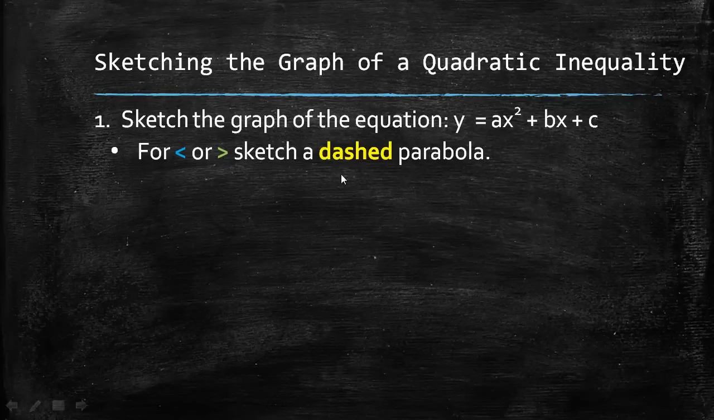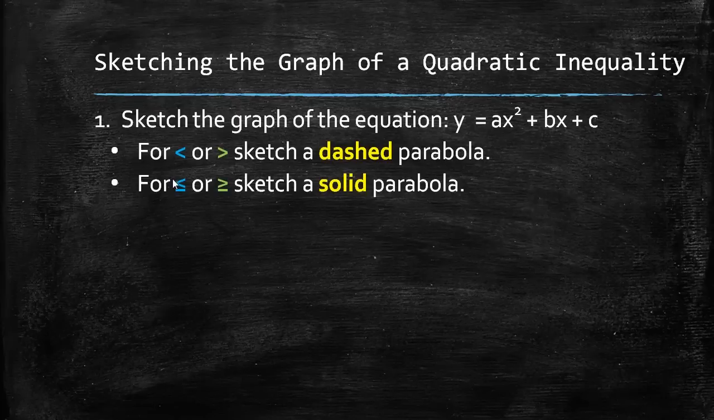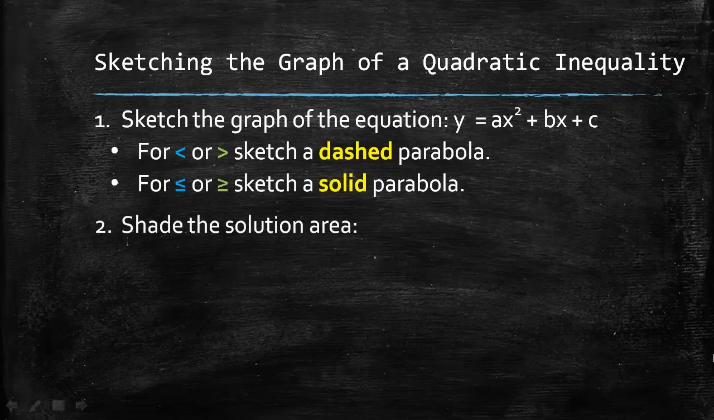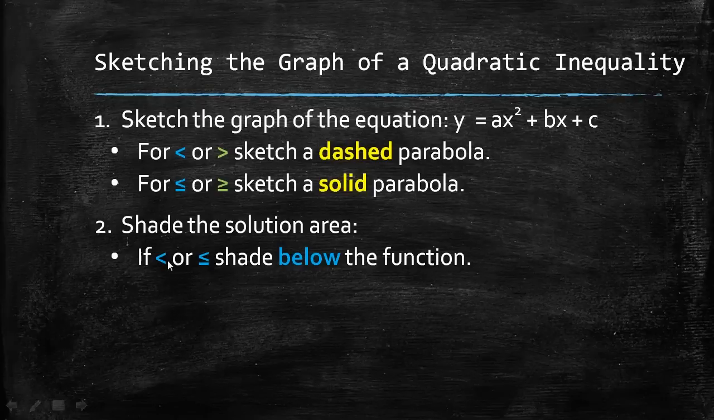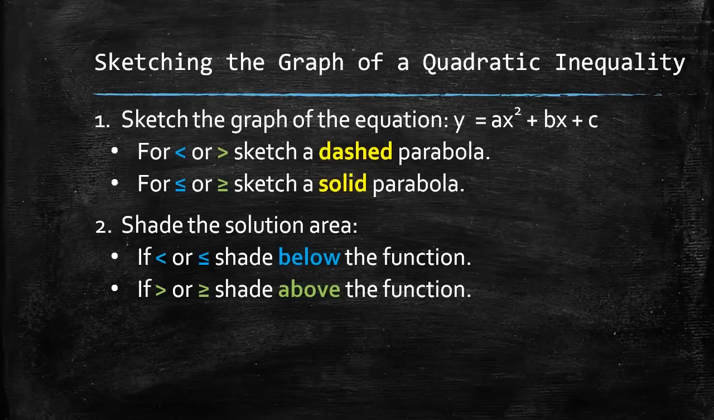A dashed parabola just means that the solutions to the inequality are not on the parabola. For a less than or equal to or a greater than or equal to, sketch a solid parabola. A solid parabola means that the solutions to the inequality are on the parabola as well. Shade the solution area. If your inequality is less than or equal to, shade below the function. If your inequality is greater than or equal to, shade above the function.